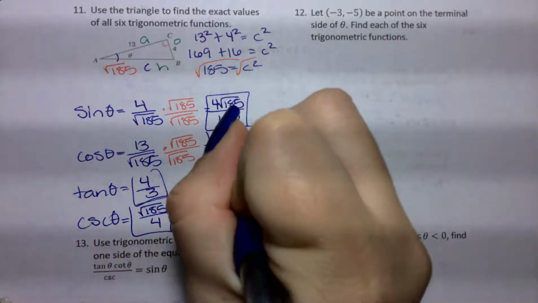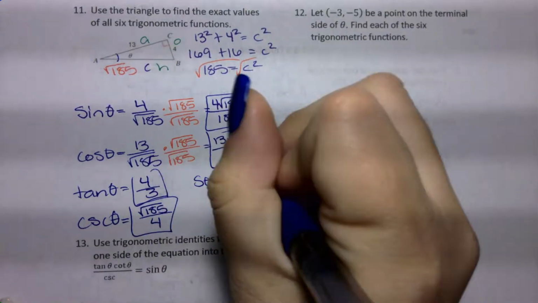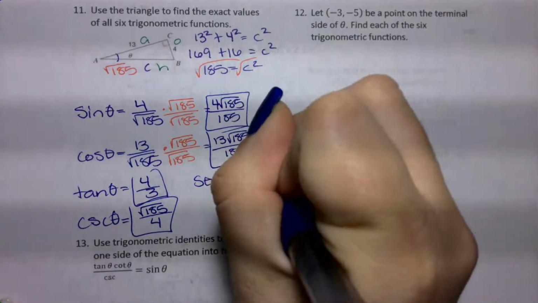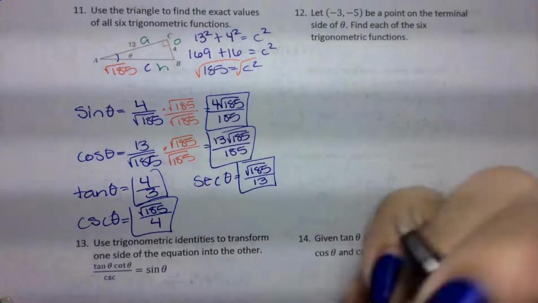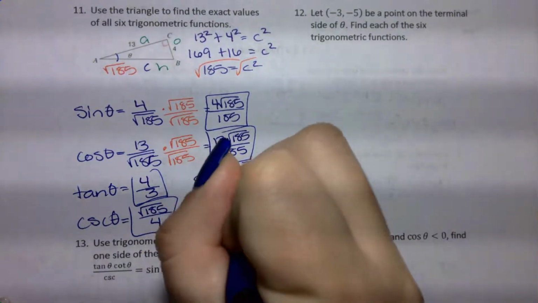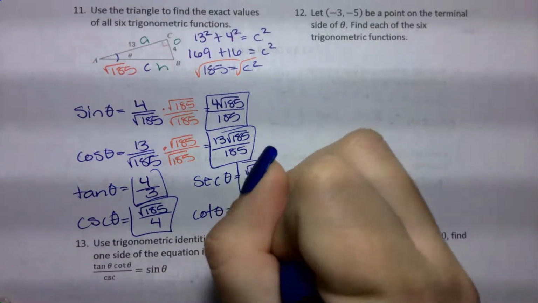Then I have secant. This one is the reciprocal of cosine. I'm going to flip my original here. So this is going to give me the square root of 185 over 13. Then I want to find my cotangent. This one is the reciprocal of tangent. So this gives me 3/4.